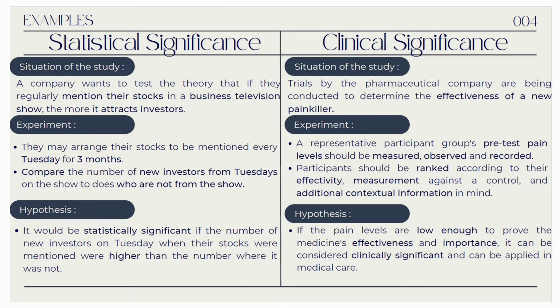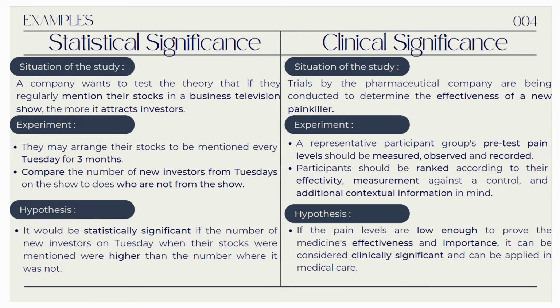Hi, this is Paulina. So I'm going to talk about the examples of statistical significance and clinical significance. In statistical significance, the example for this is a company that wants to test the theory that its stock will attract a statistically significant number of new investors after it is mentioned on a certain business television show.